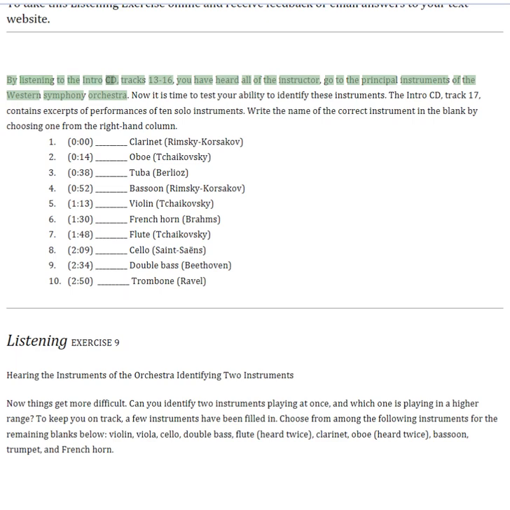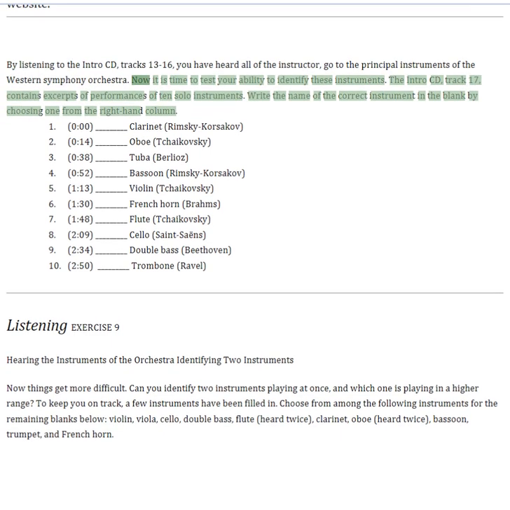By listening to the intro CD, tracks 13 to 16, you have heard all of the principal instruments of the Western symphony orchestra. Now it is time to test your ability to identify these instruments. The intro CD, track 17, contains excerpts of performances of 10 solo instruments. Write the name of the correct instrument in the blank by choosing one from the right-hand column.